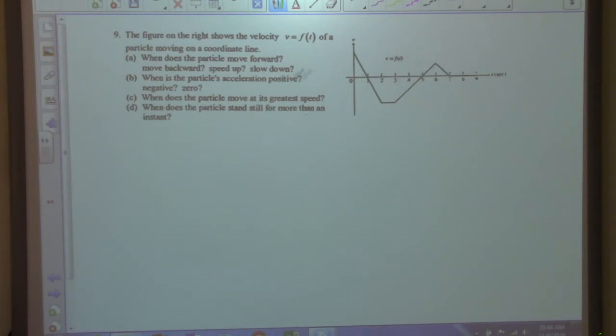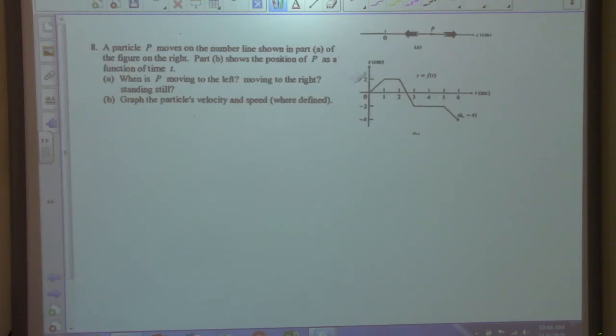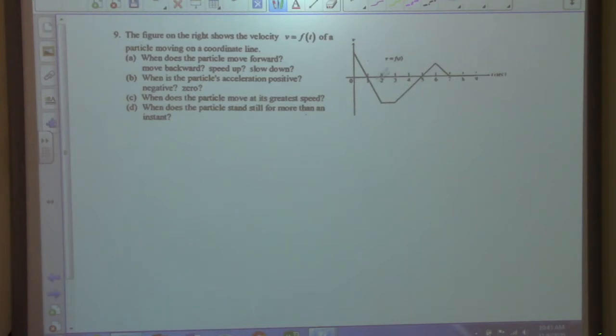Here we have a graph. This graph here was, I believe, of position, whereas number 9 is a graph of velocity versus time. So this requires another level of analysis. What I like to do for these things to figure out what happens is to bring back our friend. And what is our friend? A number line. So let's put a number line here right below.